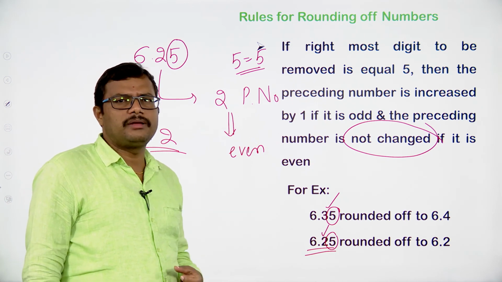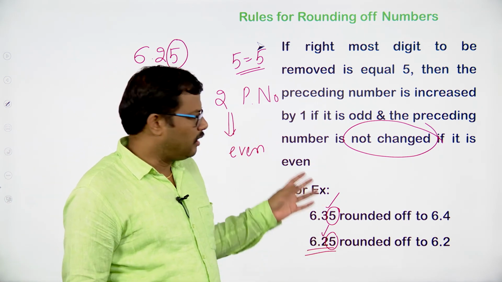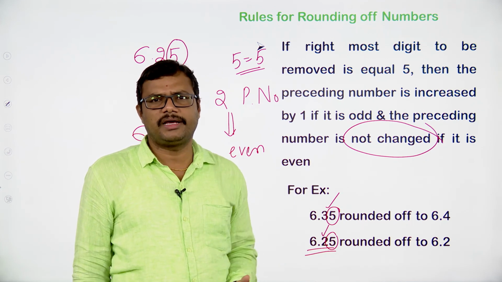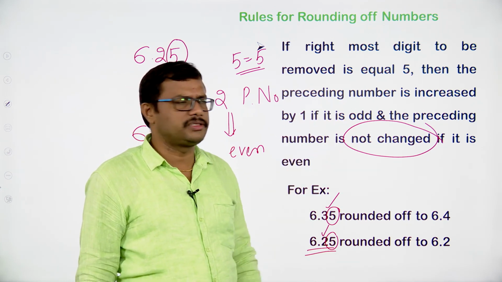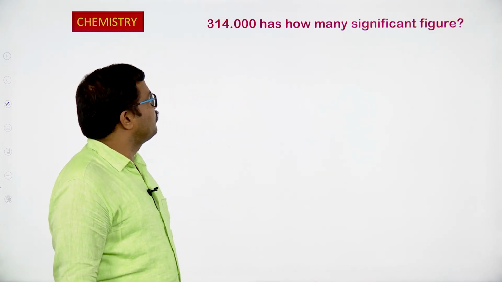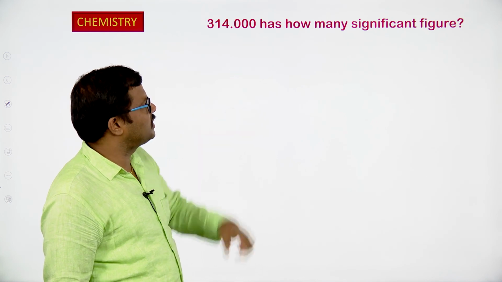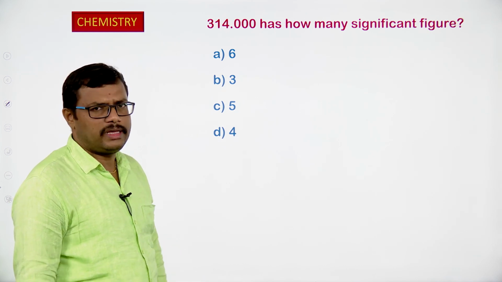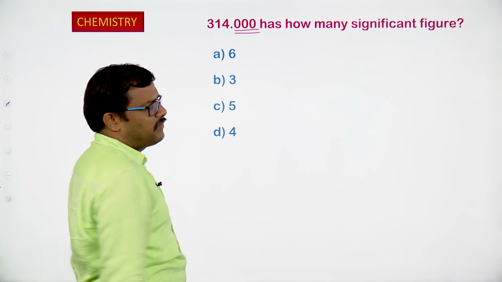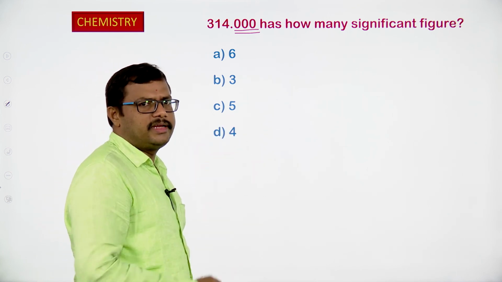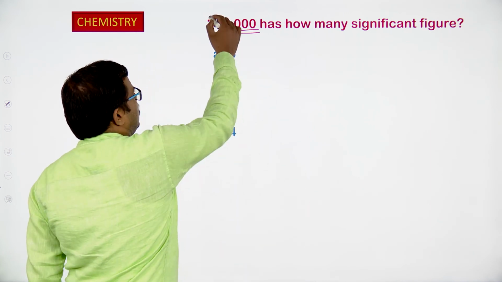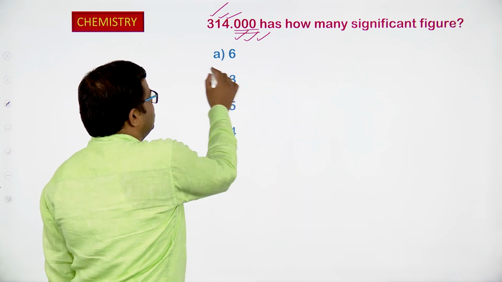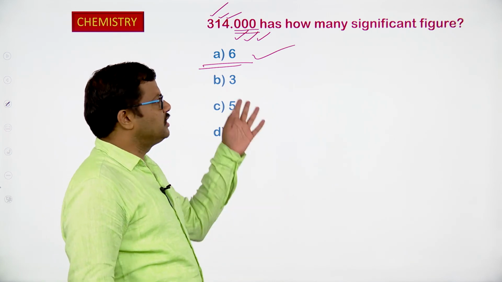You have to keep these things in mind when we are carrying out mathematical operations on numbers. Whenever we carry out addition, subtraction, multiplication or division, we have to keep all these things in mind. For example, take the number 314.000. How many significant figures does it have? The zeros present after the decimal point should be considered significant figures. 3 is significant, 1 is significant, 4 is significant, and all the zeros are significant. So we have 6 significant figures in this number.